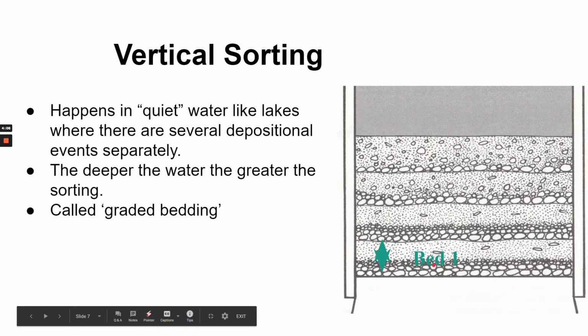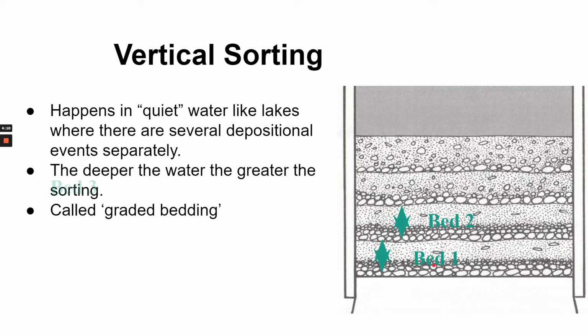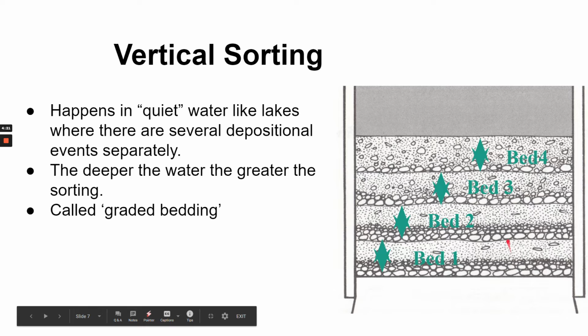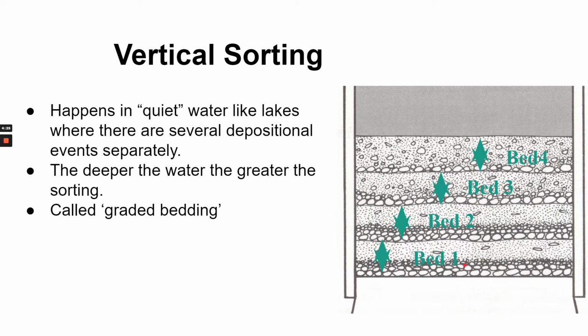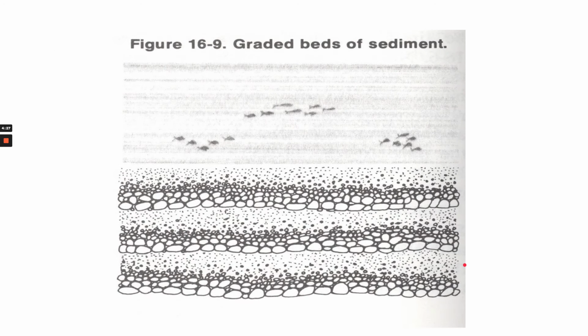So there are several beds here. You can see every time you see a new section with large particles, that it would be considered a separate bed or separate strata or layer. So this tells us that these events happened over different time periods. This is just another example of graded bedding.